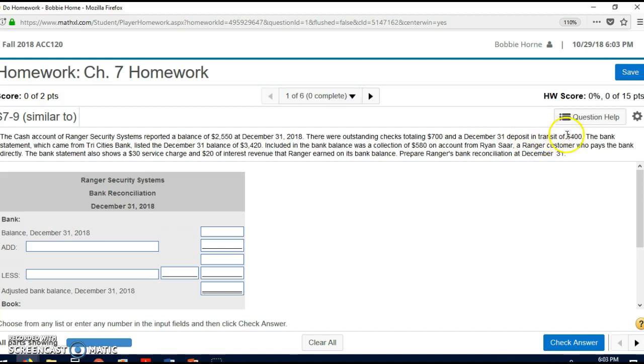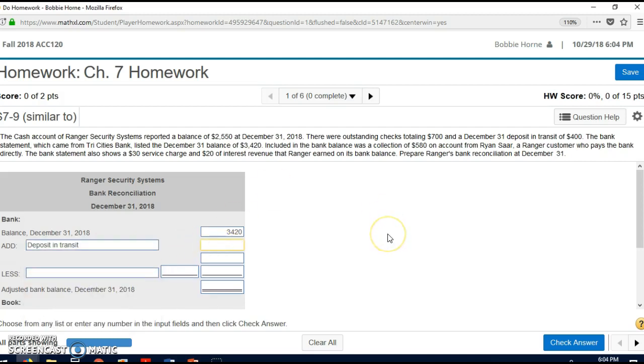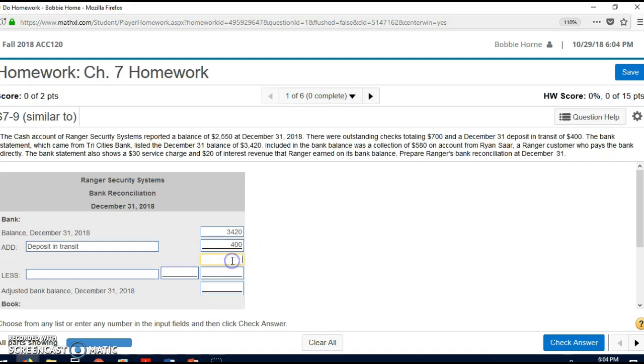And then we have a deposit in transit that has not hit the bank yet. So this will be adjusted on the bank reconciliation. The bank statement listed the balance of $34.20. So the bank balance right now is $34.20. And we have deposits in transit of $400, which is given to you in the paragraph. So that would be $38.20, less your outstanding checks, which were $700. So if you subtract $38.20 minus $700, you would get $31.20.